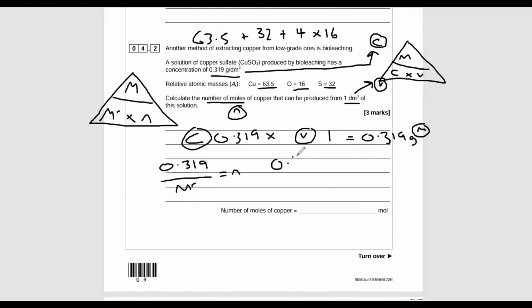So I actually want to go 0.319 over 159.5. I think I said 95. I don't know what I said. 0.319 divided by the answer. My calculator is busted. 2 times 10 to the minus 3. What's that in normal form? That's 0.002. And that is moles. I use N for number of moles. That was a bit disgusting.